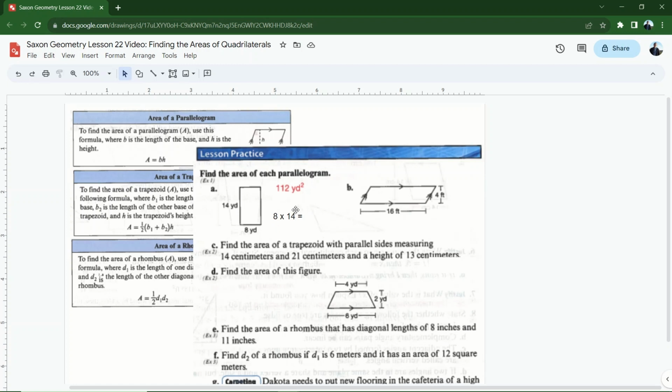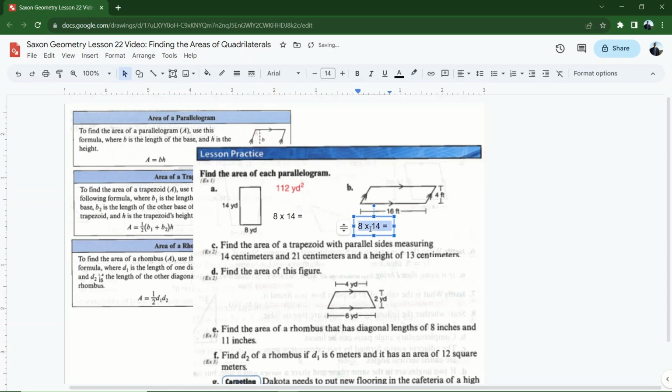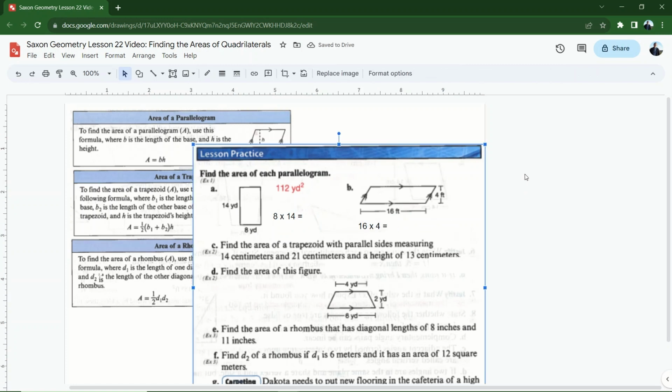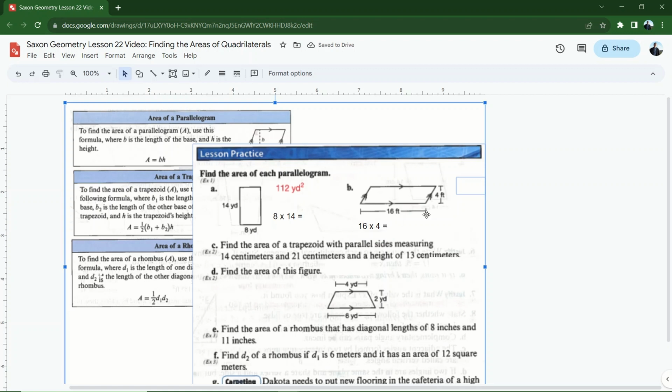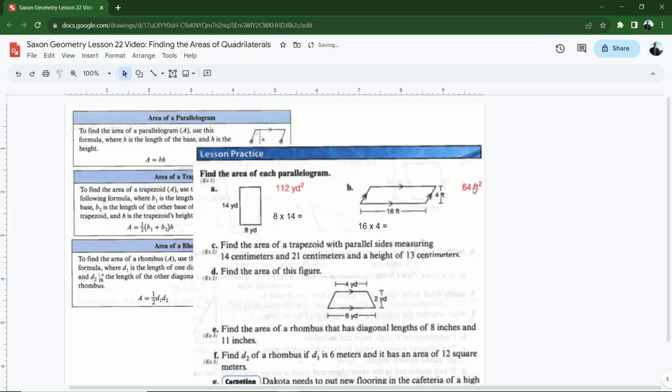All right, over here, very similar situation, except this time my parallelogram is not a rectangle, but that's okay. We can still calculate the area. It's simply going to be 16 times 4, and 16 times 4 equals 64 square feet.